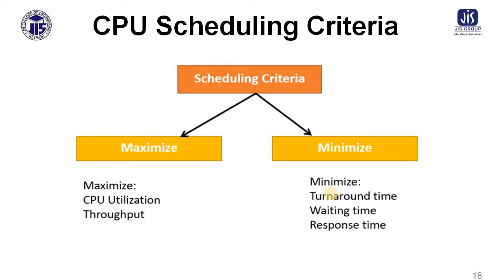In our CPU scheduling, among these 5 criteria, for CPU utilization and the throughput, we have to design our algorithm in such a way that CPU utilization will be maximum and throughput will be maximum. And we have to design our CPU scheduling algorithm in such a way that we can minimize the turnaround time, minimize the waiting time, and minimize the response time. These are the 5 things we have to do.